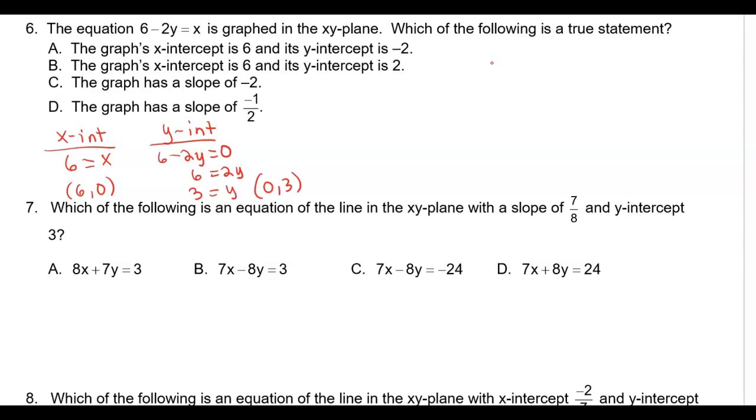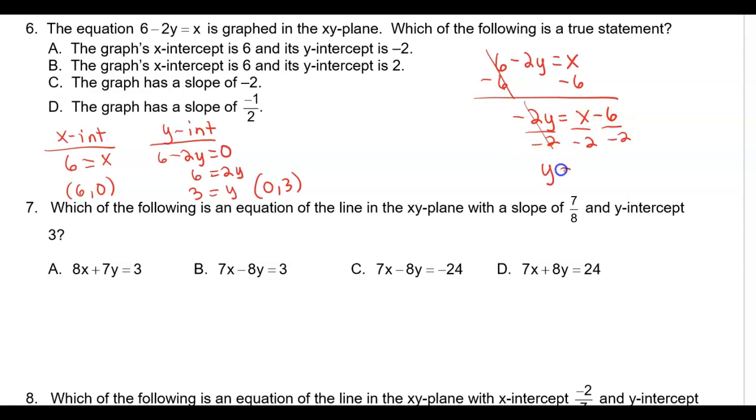The next 2 choices have to do with the slope of the line. So I'm going to find the slope of the line. The line's equation is 6 minus 2y equals x. If I subtract 6 from both sides, I'll get negative 2y equals x minus 6, and then divide through by negative 2. I'll get y equals negative 1/2 x plus 3. I can see the slope right there now that I have it in slope-intercept form. The graph has a slope of negative 1/2 is choice D, so that's the correct answer.